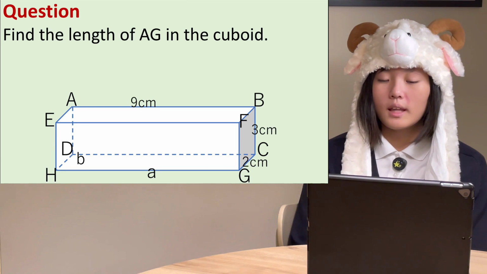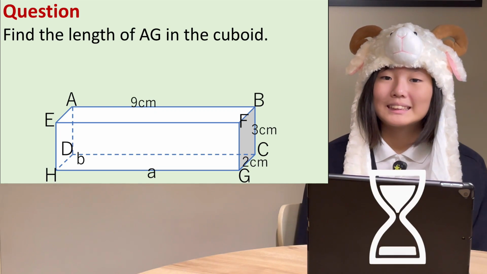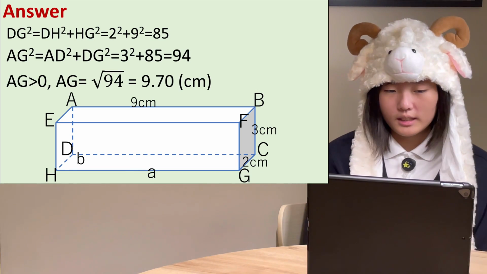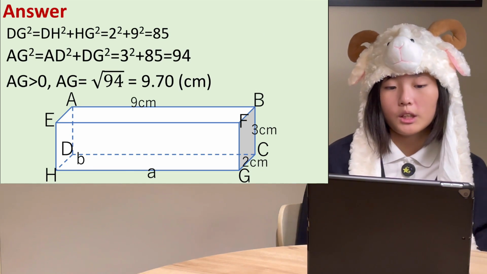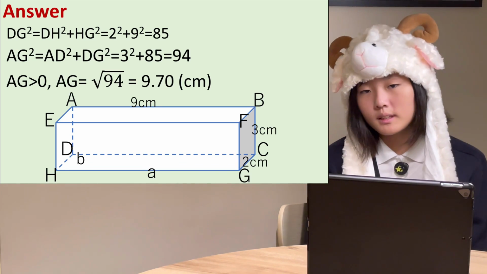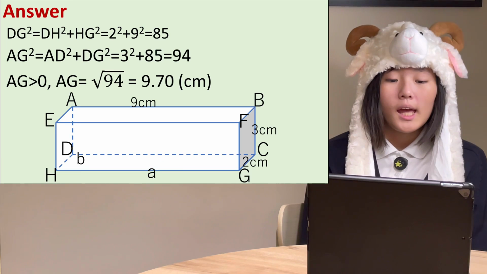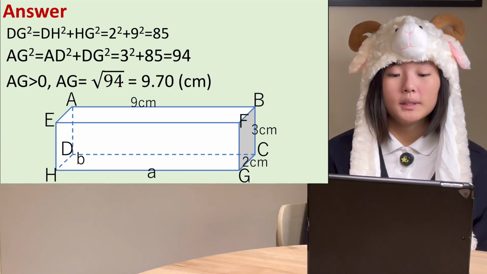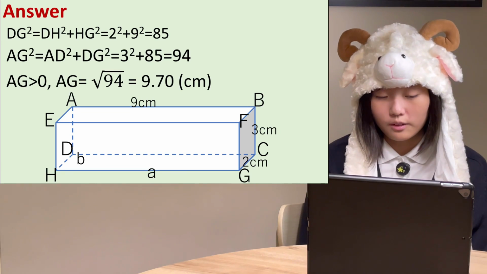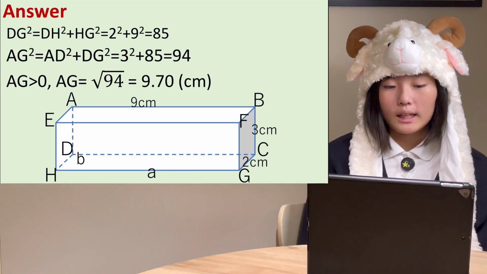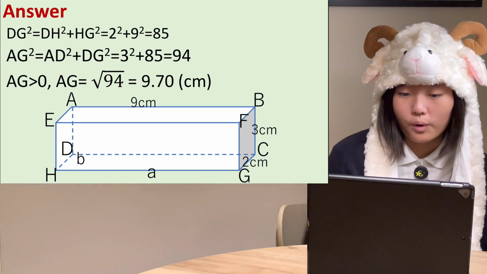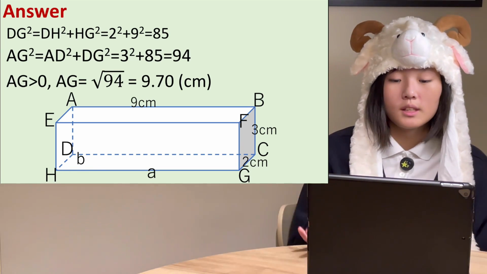Number 1. Find the length of AG in the cuboid. The answer is DG squared equals DH squared plus HG squared equals 2 squared plus 9 squared, which is 85. AG squared is AD squared plus DG squared, which is 3 squared plus 85, which equals 94. Since AG must be bigger than 0, AG is root 94, which is 9.7 centimeters.